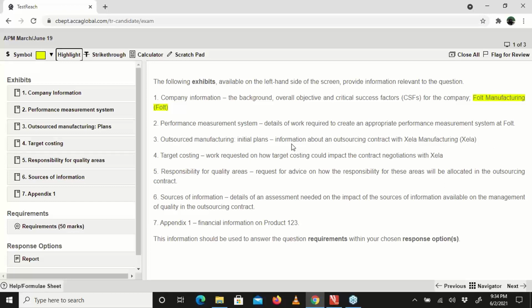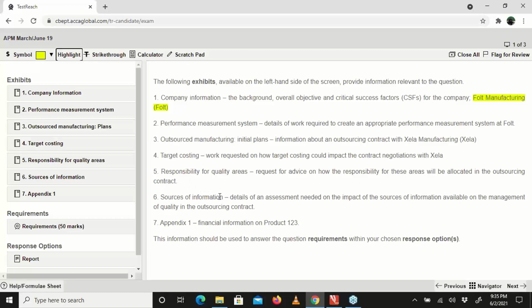Now try to have an understanding. What does it say? It says the company information, the background, overall objective, and the critical success factors for the company. Fault Manufacturing, performance measurement system. It gives details of the work required to create an appropriate performance measurement system at Fault. Then there is the outsourced manufacturing, the initial plans about an outsourced contract with Zayla Manufacturing. Then there is target costing, the work requested on how target costing would impact the contract negotiation with Zayla. Then responsibility for quality costs and quality areas, a request for advice on how the responsibility for these areas will be allocated in the outsourcing contract.